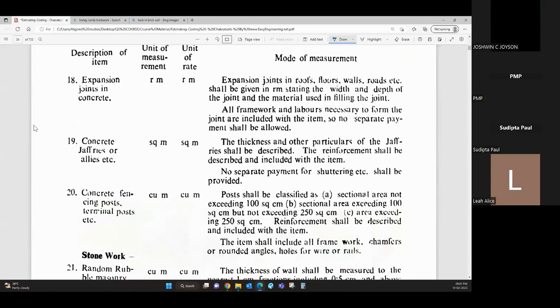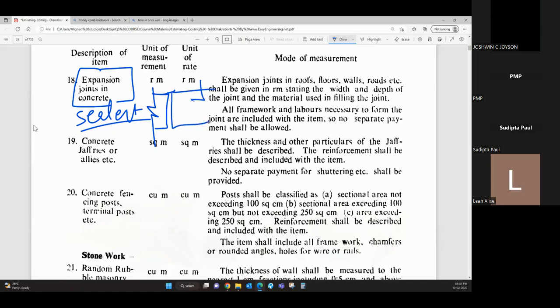Expansion joints in concrete. An expansion joint is basically a sealant which is poured between two slabs. Let's say this is one slab and you want to create another slab, so this is the next slab. What you do is pour the sealant into this joint. This joint is always measured in running meter.